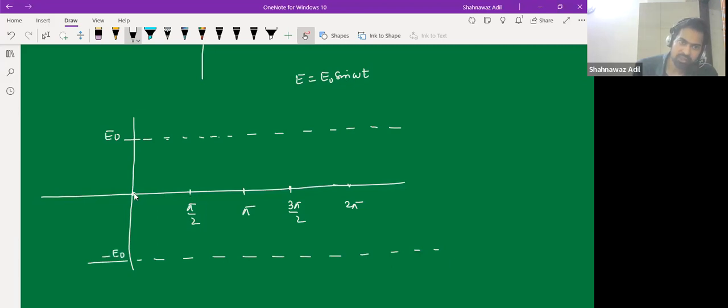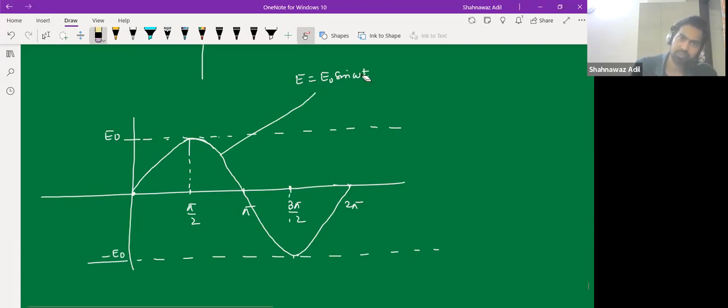This is my E naught and this is my minus E naught. At 90, this is going maximum, and then it is becoming 0 at pi, and then it is going minimum, and then it is going up. So this is the graph of E naught sine omega t, right? Now we have to make the diagram of I, which is I naught cos omega t.